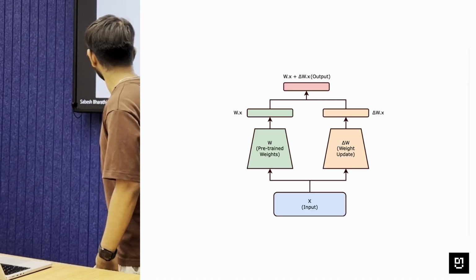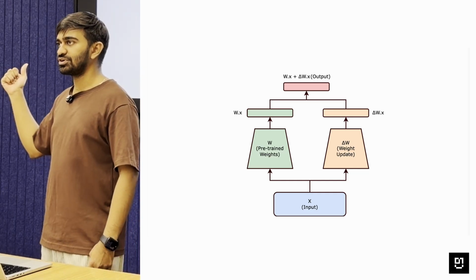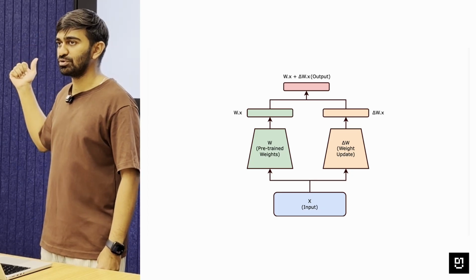So this is how it works. You have your pre-trained weights of a model, an open weighted model, and then you have a weight update, which is delta W, which is going to be really small, and for every input, your inference is going to account for the delta W itself.